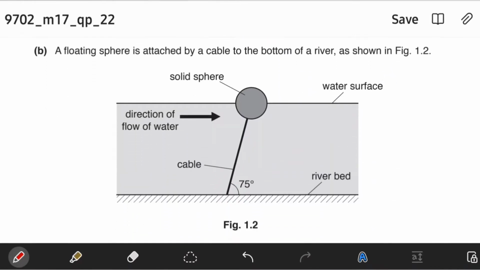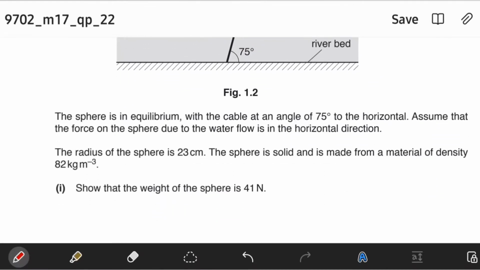A floating sphere is attached by a cable to the bottom of a river as shown in figure 1.2. The sphere is in equilibrium with the cable at an angle of 75 degrees to the horizontal. Assume that the force on the sphere due to the water flow is in the horizontal direction. The radius of the sphere is 23 centimeter. The sphere is solid and made from a material of density this. Show that the weight of the sphere is 41 Newton.